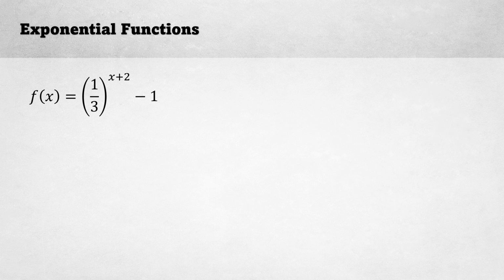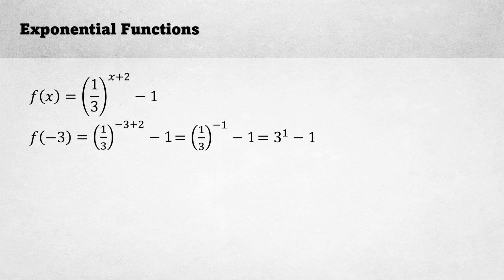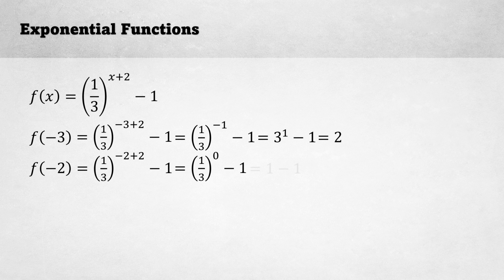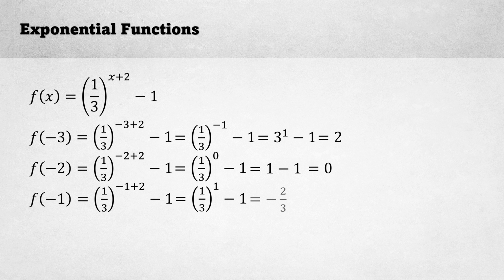Since the exponent is x plus 2, we will choose x equals -2 as one of the points, and then 1 point to the left and 1 point to the right of it. That is, we will evaluate the function at -3, -2, and -1. F of -3 is 1/3 to the power of -3 plus 2 and then minus 1. -3 plus 2 is -1, and raising 1/3 to the -1 is the same thing as raising the reciprocal of 1/3 to +1. So we get 3 to the first power minus 1, which simplifies to 2. Following the same process, we evaluate f of -2 and f of -1.